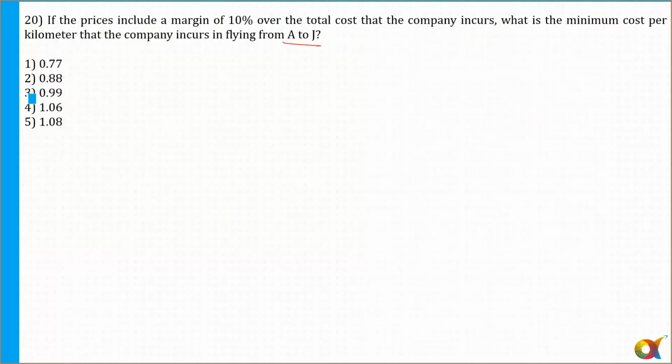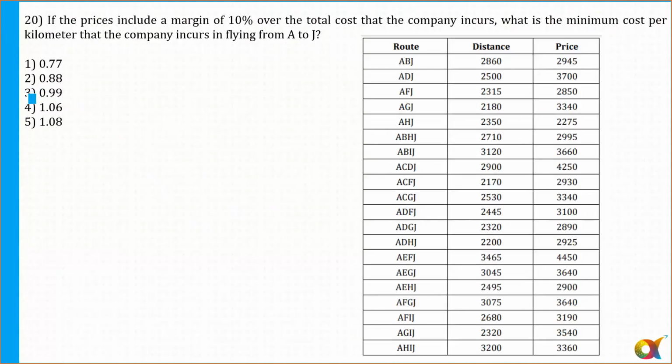Question 20. Okay. Now, if the price includes a margin of 10% over the total cost that the company incurs, what is the minimum cost per kilometer? So minimum cost per kilometer. Basically I need to find out the cost upon distance, and this I need to minimize.